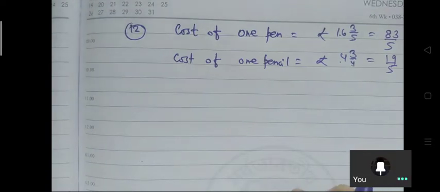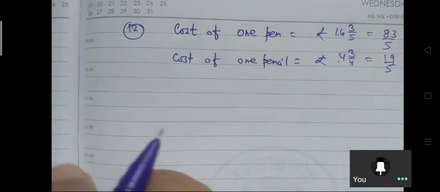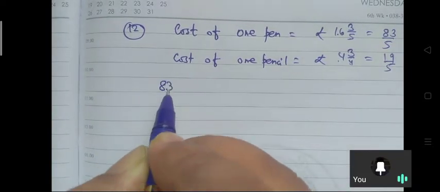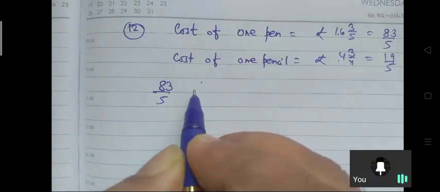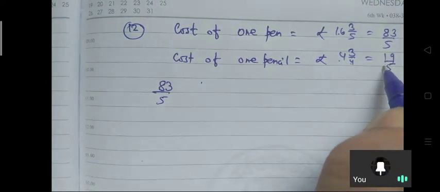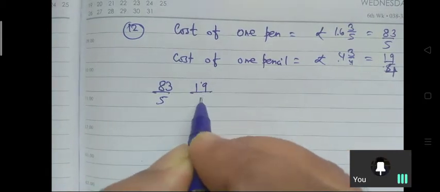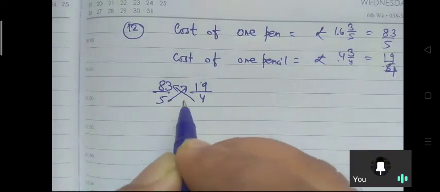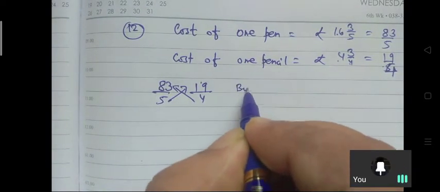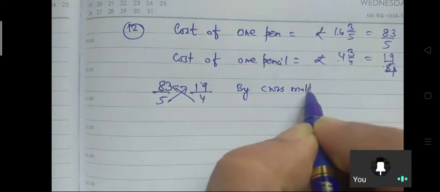Understood? Now we have to know here which one is greater. So 83 by 5. It is not 19 by 5, it is 19 by 4. Sorry. So this is 19 by 4. Now by cross multiplication, we can find out which one is greater.